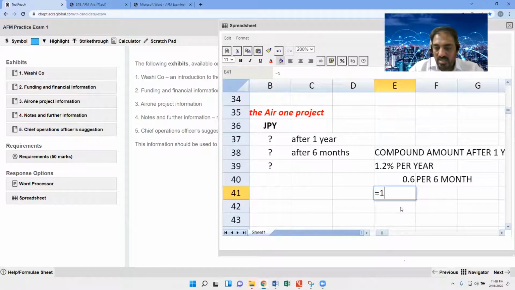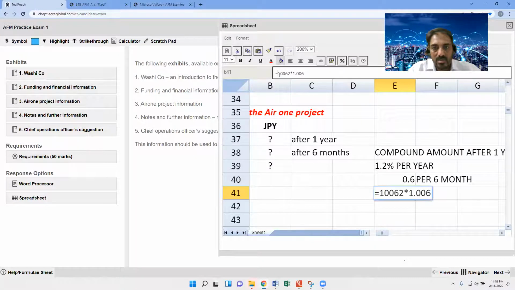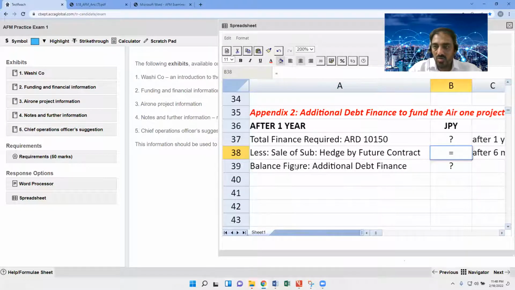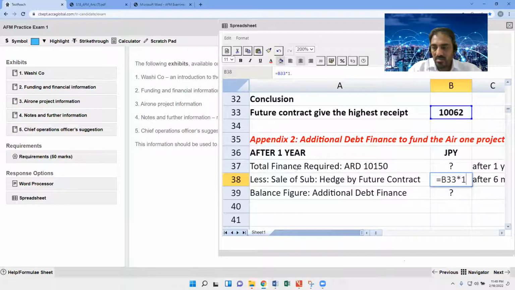That is equal to 10,062 multiplied by 1.006. That is the value, 10,122.372. Can you please reply to me? Are you with me? That's simple for 6 months. Okay. So it is equal to the amount multiplied by 1.06.